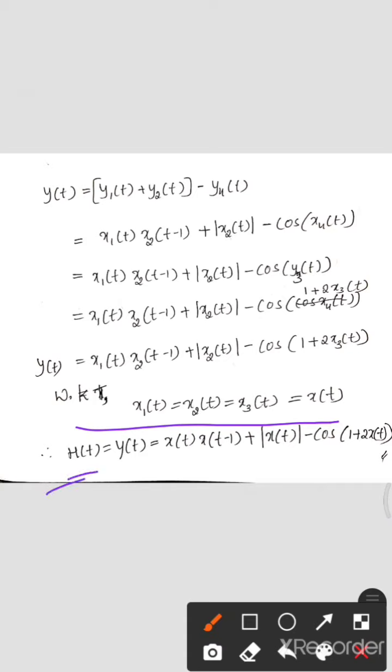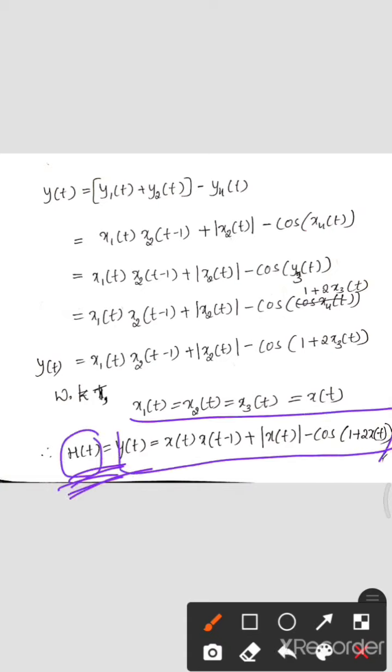Therefore, h of t means y of t equal to, wherever you have x1, x2, x3, you have to replace with x. x1 of t is nothing but x of t, x2 of t minus 1 can be written as x of t minus 1, plus magnitude of x2 of t can be written as magnitude of x of t, minus cos of 1 plus 2 x3 of t, which is nothing but 1 plus 2 x of t. This is what they have asked us to calculate, the total overall operator h in terms of y and x. Okay.